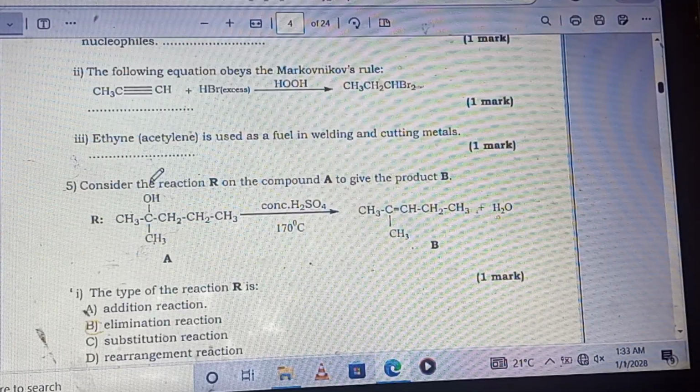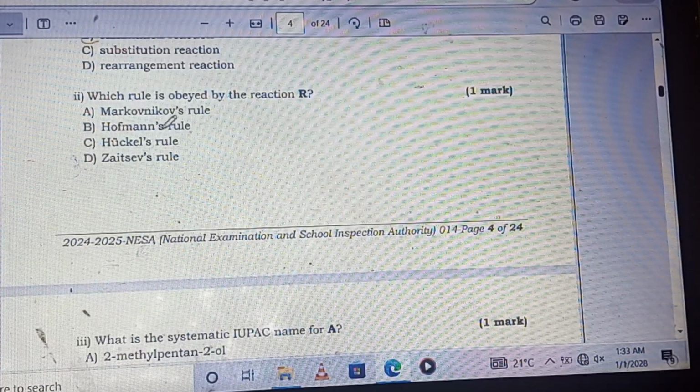It is an elimination reaction because it removes water, and this reagent is used in elimination reactions because it is used to remove water. Which rule is obeyed by reaction R? The correct answer is letter D, Zaitsev's rule. The more substituted alkene is formed.